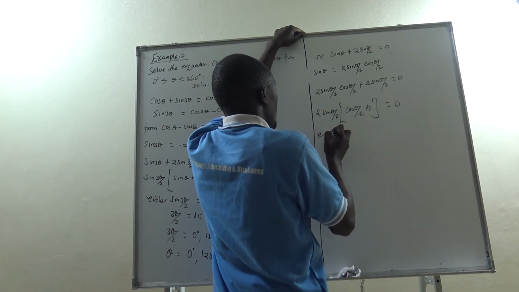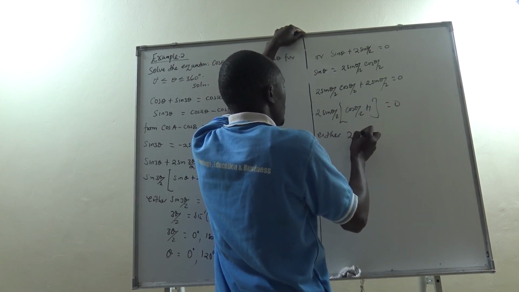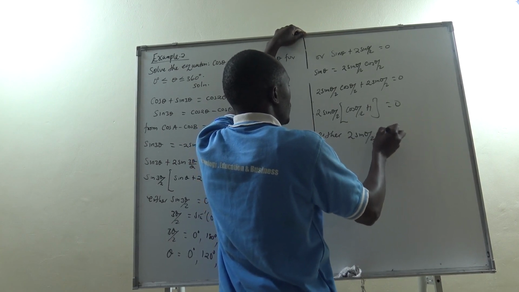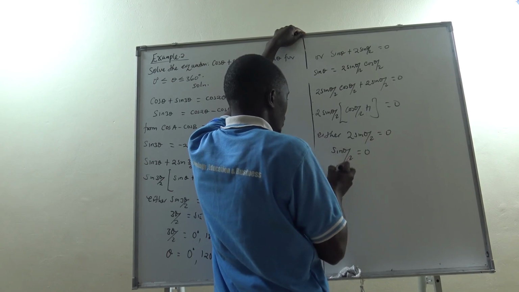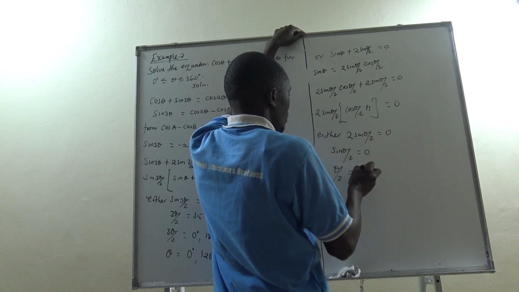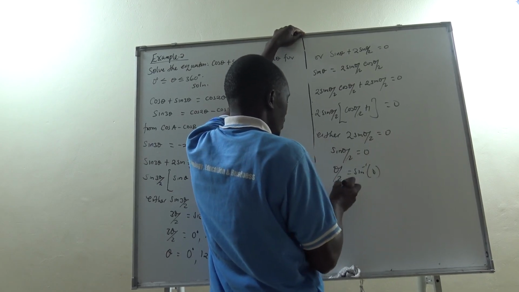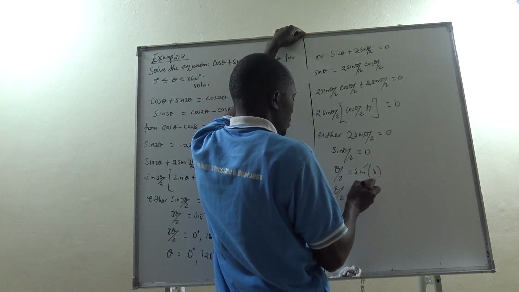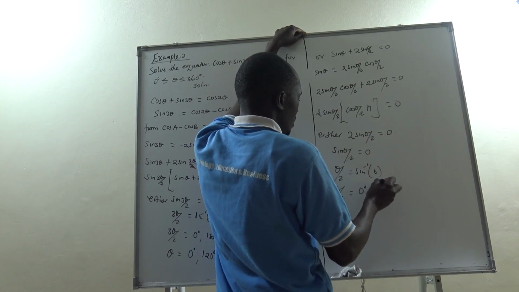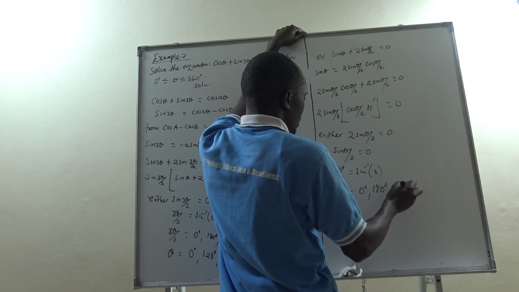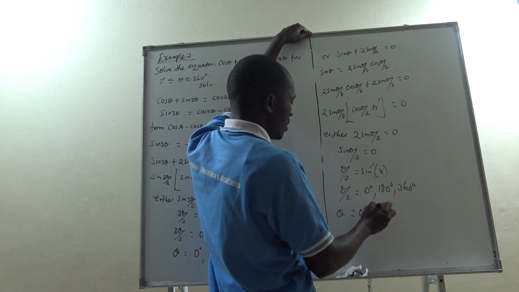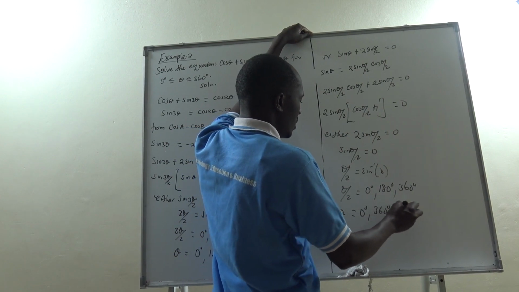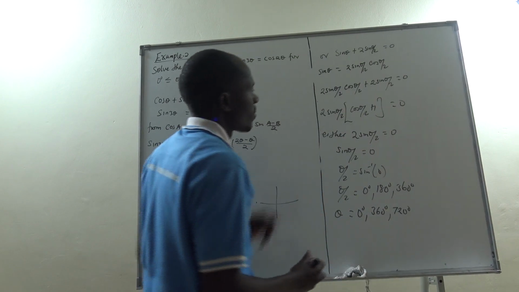We say either 2 sin theta by 2 equals 0. So what is sin theta by 2 equals 0? Theta by 2 equals the sin arc of 0. Theta by 2, you are getting 0, 180, 360 degrees. So what is theta alone? It is 0, 360 degrees, 720 degrees.